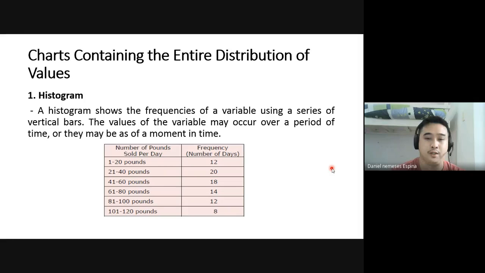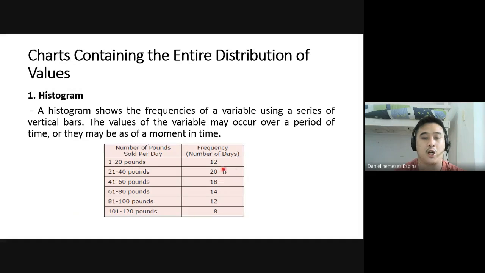There are also charts containing the entire distribution of values. The first one is called the histogram. The histogram actually has similar features to the bar chart. However, in this case, there is not just one value. It shows the frequencies, so how many times that you sold the strawberries.